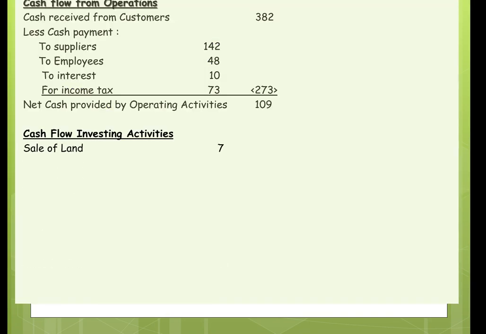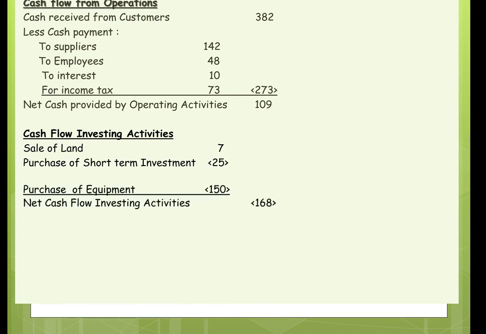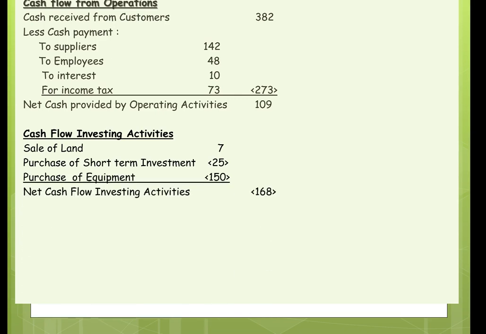And we've got the sale of the land, which means we would have received cash. Purchase of short-term investment means cash would have gone out the door, and purchase of equipment means cash would have gone out the door. So we have use of cash flows for investing activities. So we generated cash from operations, but we spent it on investing activities.